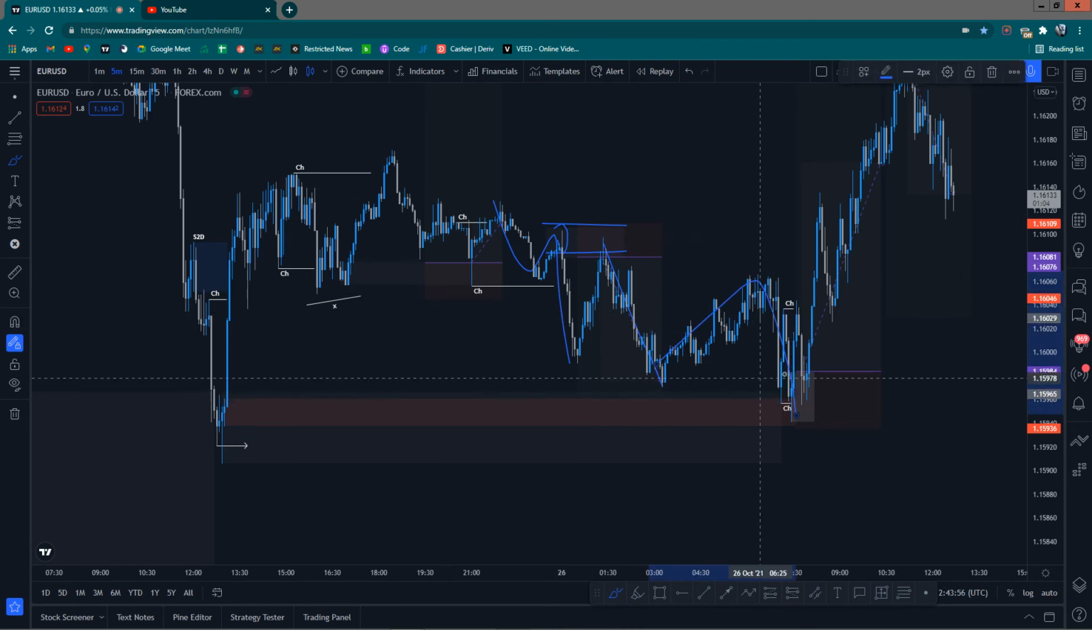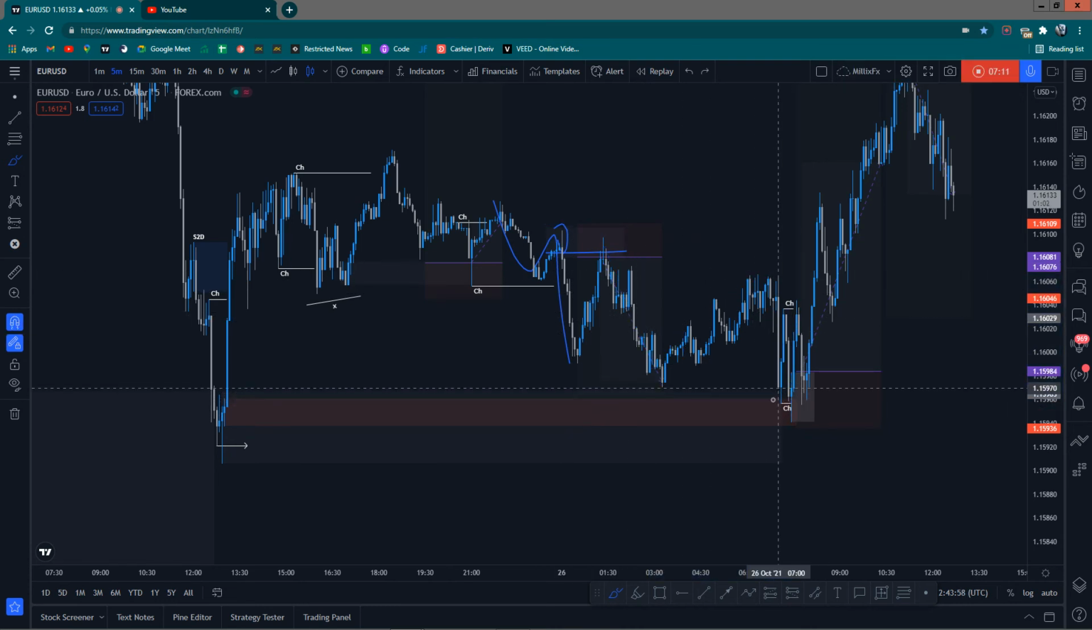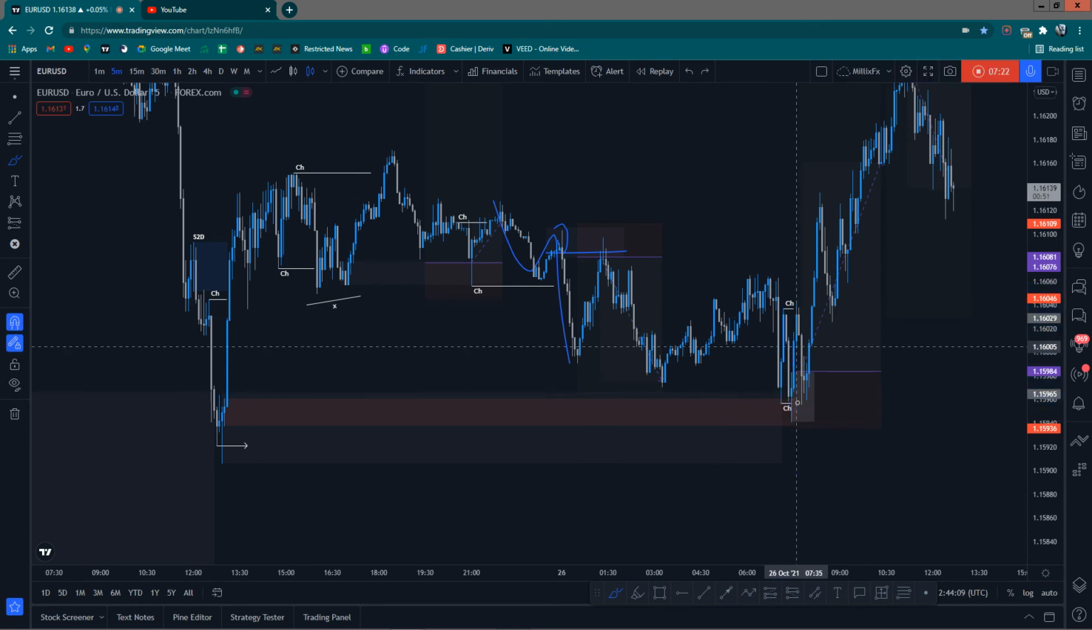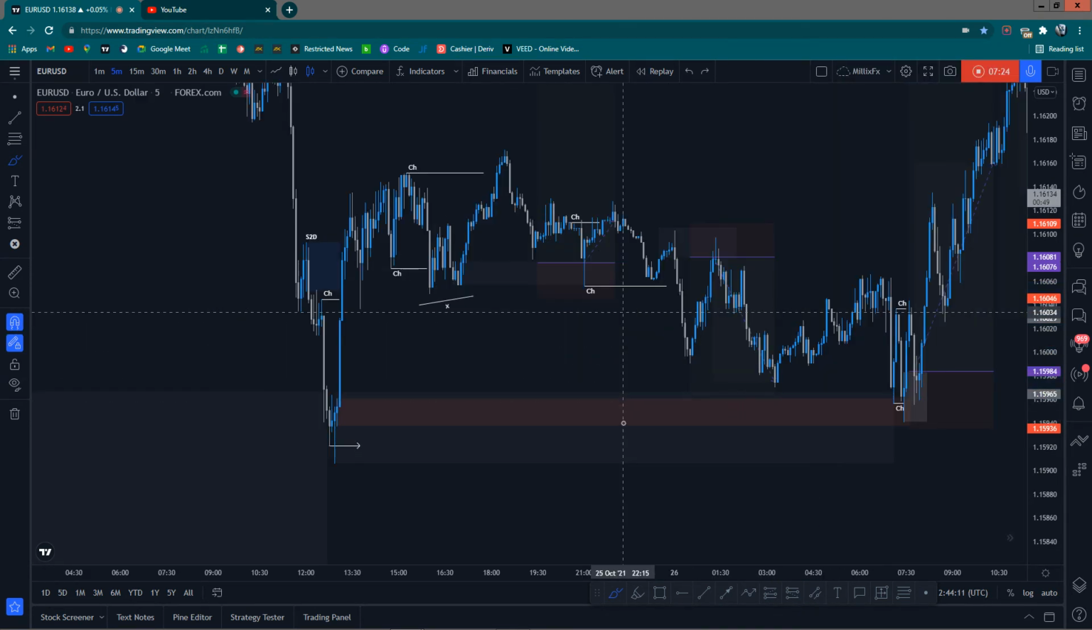I was already waiting for this area. So when price came and tapped into my overall zone once again, the second time, this was the first one. Then I had the second time. You can see how it rejected so strongly, came back down, and created the change of character. So after creating this, I was like, okay, fine.